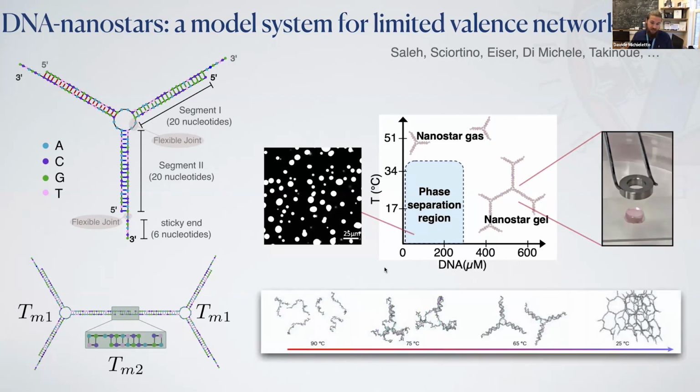The way we make it is essentially by ordering these three oligos separately. Then we mix them in equimolar quantities and we ramp from very high temperature, from 90 degrees. We slowly cool it so that first the stars are forming and then the stars start to join into a network.